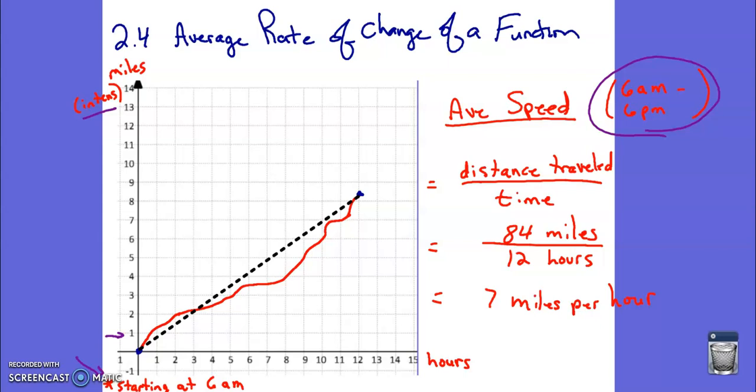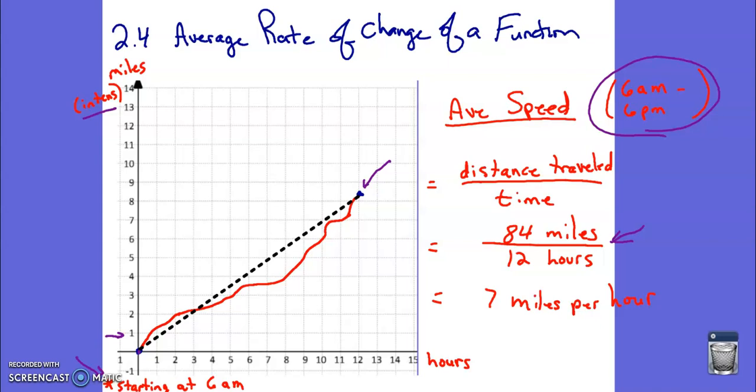Then notice it travels 84 miles. Again, here's 10 miles, 20 miles, 30, and it stops at 84 miles. Then notice how long it takes: 1 hour, 2 hours, 3 hours, so it's a 12-hour time frame. So 84 divided by 12 would be 7 miles per hour.